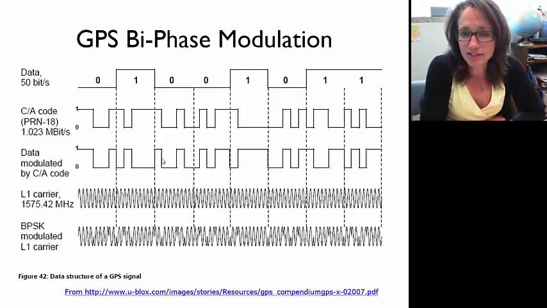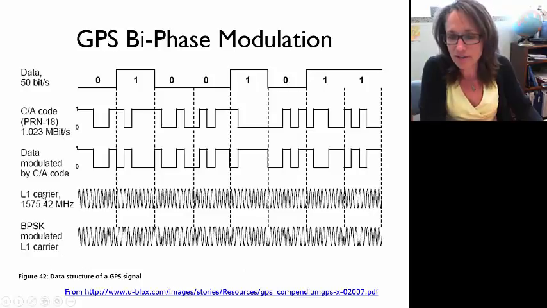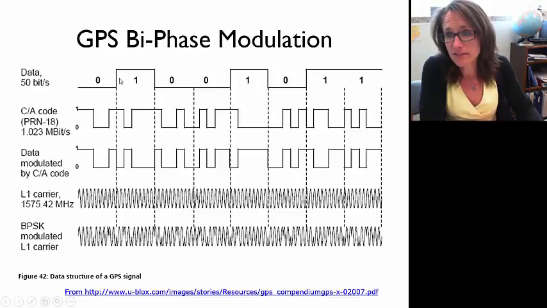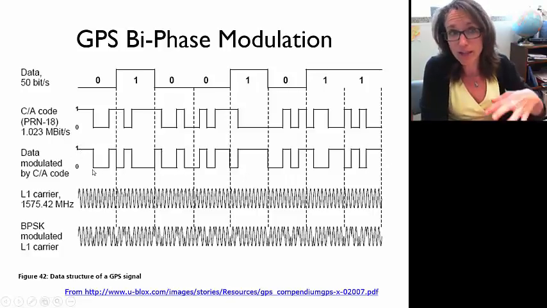So to give you an idea of what this looks like, I know this is a complicated diagram. Let's start at the top. Here's our navigation message. So some data, about 50 bits of information per second, and it's binary data, zeros and ones. So that's our navigation message, our data. Here's our CA code, which is 1,000 bits per second. And it's, again, a series of ones and zeros. So then what they do is they modulate the data with the CA code. So now what we've done is we've modulated this data code here using this sequence of ones and zeros. And now we've got the data sequence that we want to apply to the carrier wave.